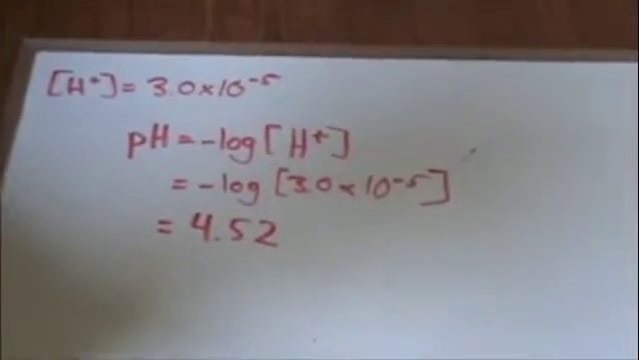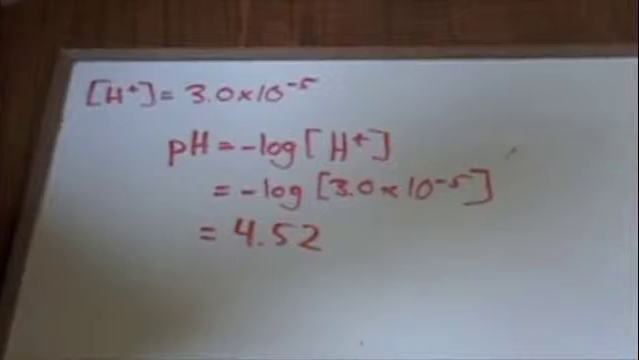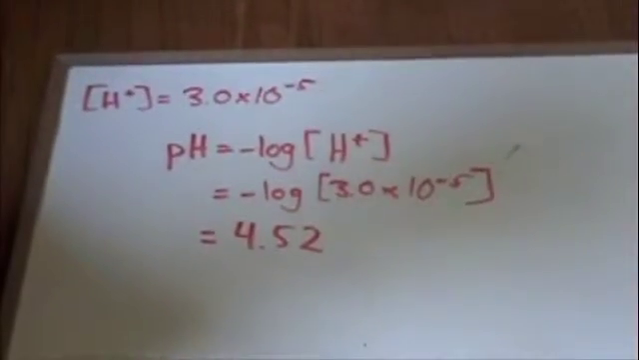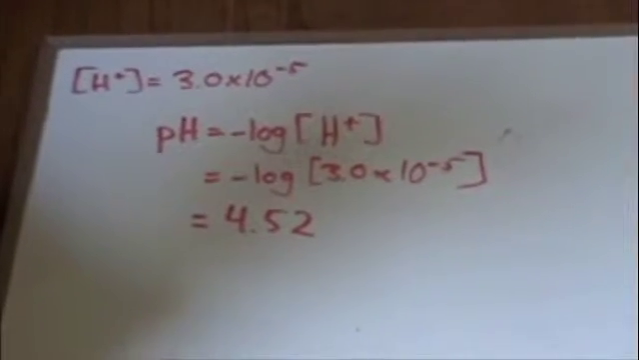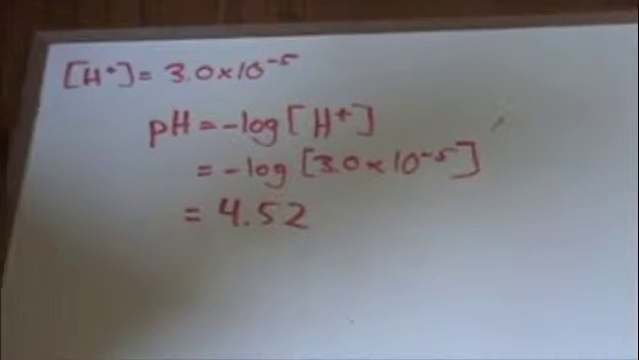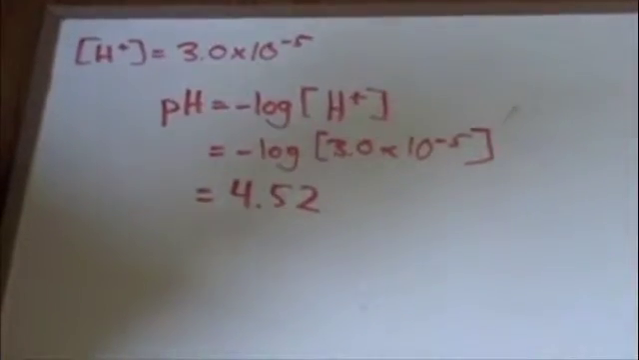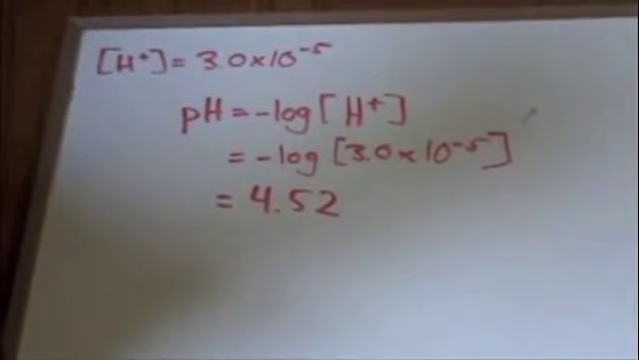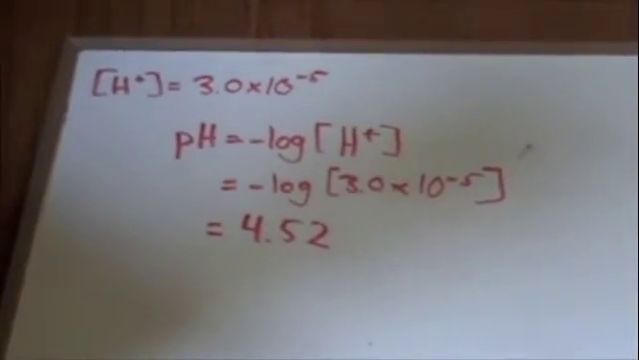Okay, so because it was too acidic to tell on the pH strip, we looked up the hydronium concentration of lime juice, and it was 3.0 times 10 to the negative 5. Plugging this into the equation, pH equals negative log of H plus, we get negative log of 3.0 times 10 to the negative 5. Now all you have to do is simply put this into your calculator and get 4.52. Wow, that's acidic. And remember, you have to have 2 decimal places for pHs.